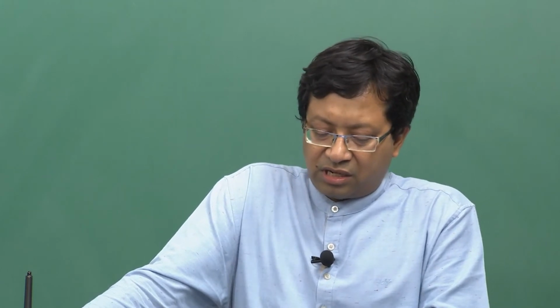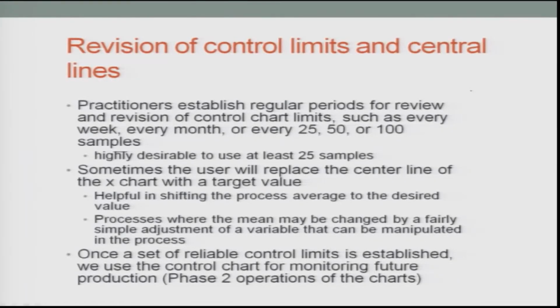So just to recap, practitioners establish regular periods for review and revision of control charts, such as every week, every month, every day, or whatever the frequency is. It is highly desirable to use at least 25 samples, because each sample set may have 5, 10, 15, whatever, but the larger the total set of observations throughout the samples, the better you find the characteristics of the sample based on a larger sample, such that it will mimic the population to a much greater extent. So if you remember, biasness and all these things should technically decrease.